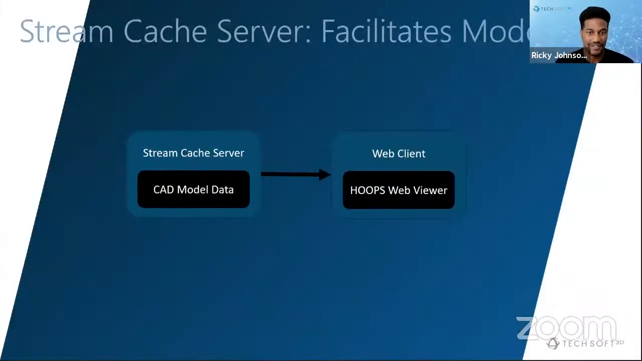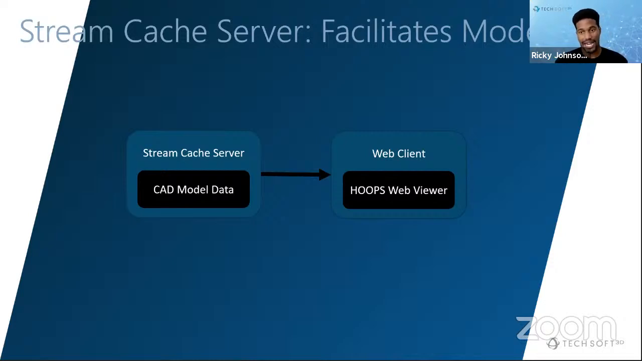So the Streamcast server essentially facilitates your model data. So if you have an application where you need to stream data to a web browser in order to view your model, you're going to have instances of Streamcast servers. So each model that you open within your browser is going to have a dedicated Streamcast server that will stream that model data as it's requested from your client application. So if you open up 6 different models within your browser, you're going to have 6 different instances of Streamcast servers. So these are one-to-one relationships. So each model gets one Streamcast instance.